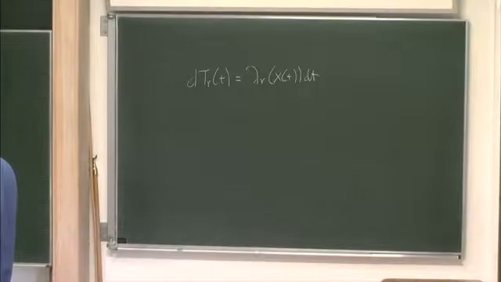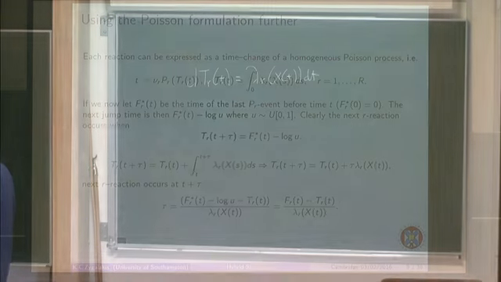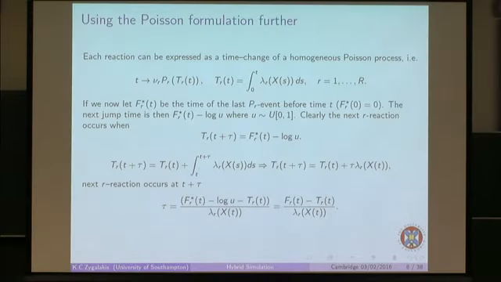Each reaction can be expressed as a time change of a homogeneous Poisson process. So each reaction has an internal clock given by this T_R(t), and with respect to this internal clock you ask when each individual reaction will fire. After you make the change of time, all the Poisson processes run on the same time, and the time for the next reaction for each one of them is distributed like minus log of u.